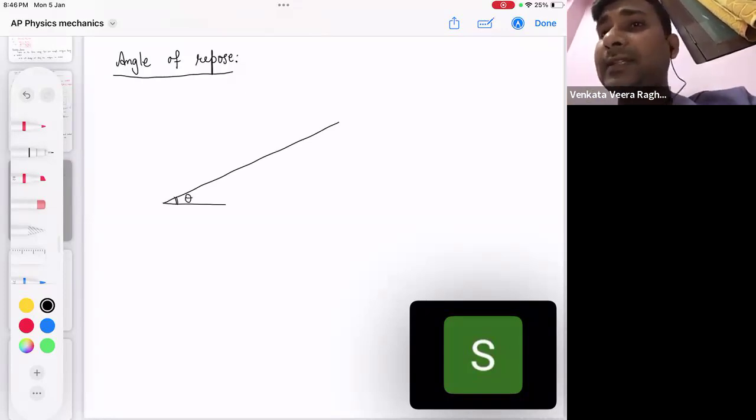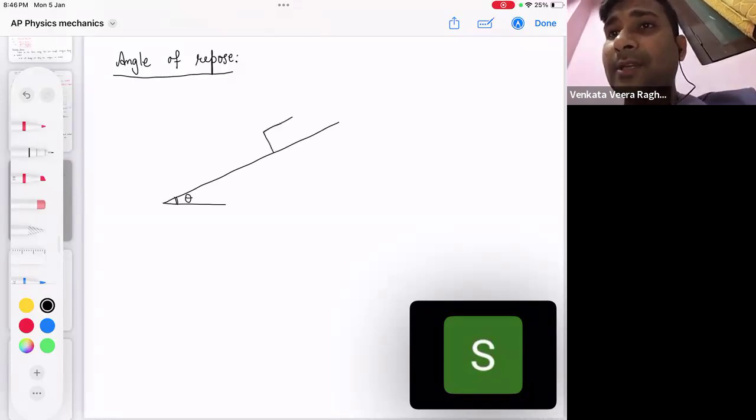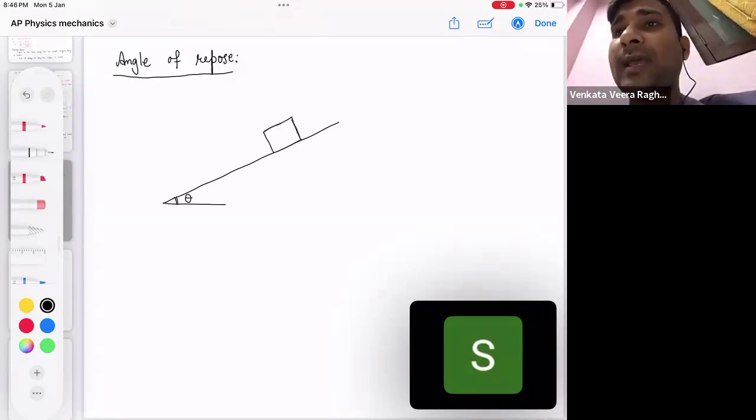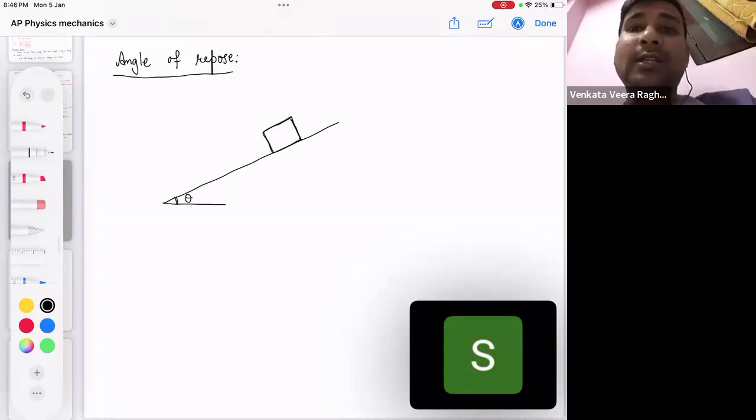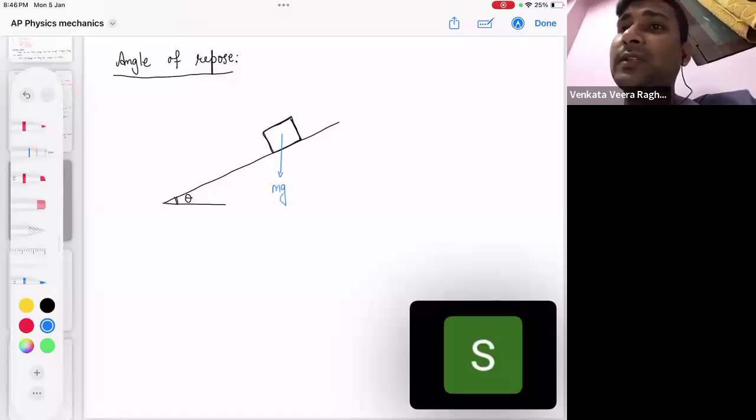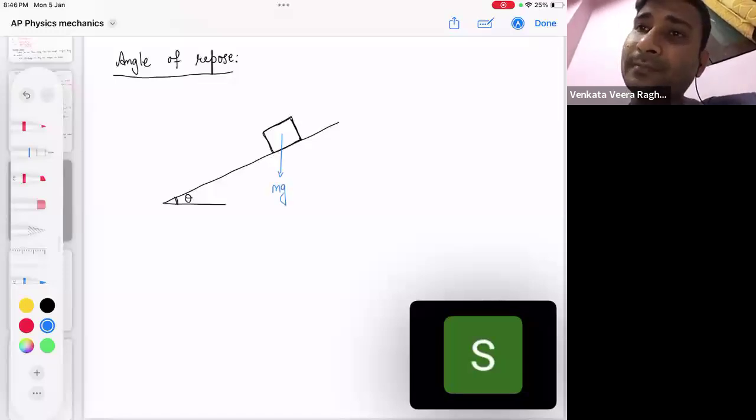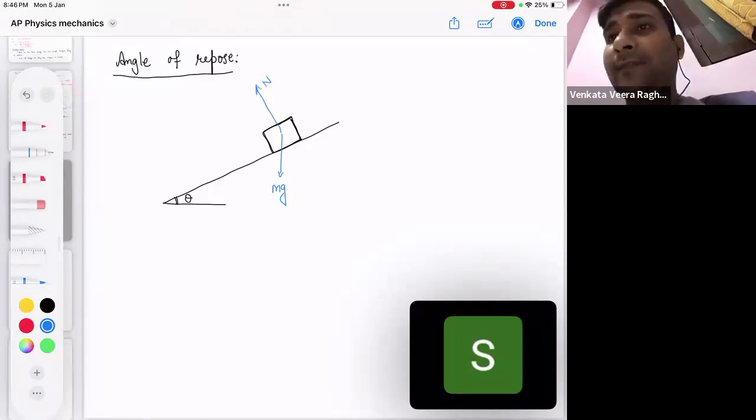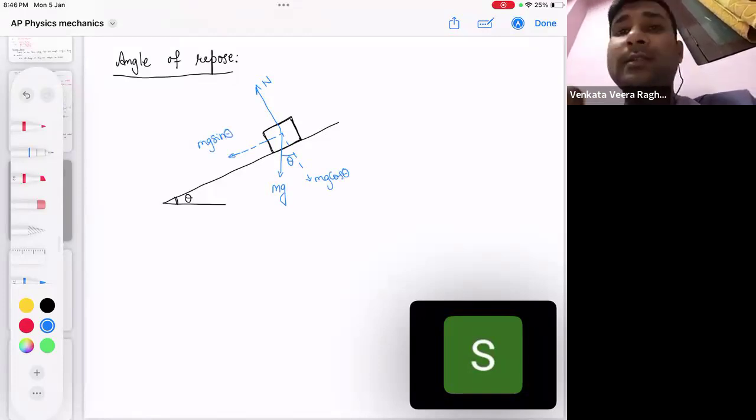So let's say an angle theta is there. I'm trying to calculate the angle of repose. So tell me, when the angle of repose is achieved, what will happen with this block? So mg is acting on this block, isn't it? Normal is acting on the block. If I take the components of this mg, what components will come? This angle is theta, so this angle is also theta. So this component will be mg cos theta and this component will be mg sine theta. Right?